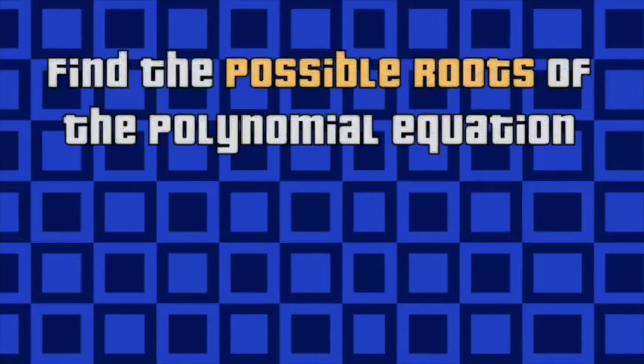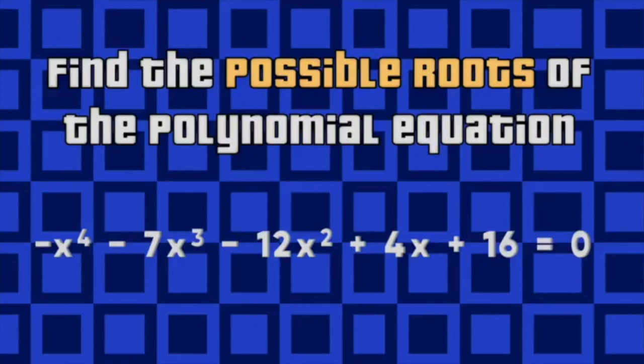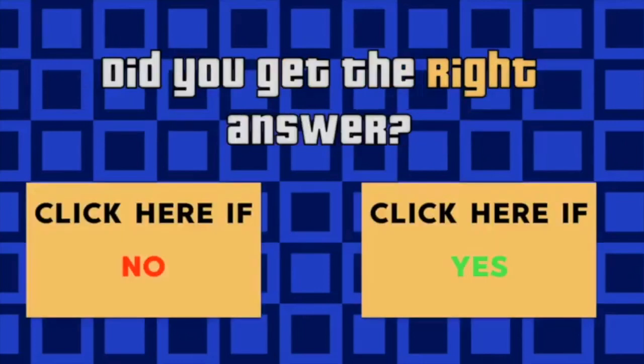Find the possible roots of the polynomial equation negative x to the fourth minus 7x cubed minus 12x squared plus 4x plus 16 equals 0. Did you get the right answer? If you didn't, then just keep watching. But if you did, then just go on to the average round.